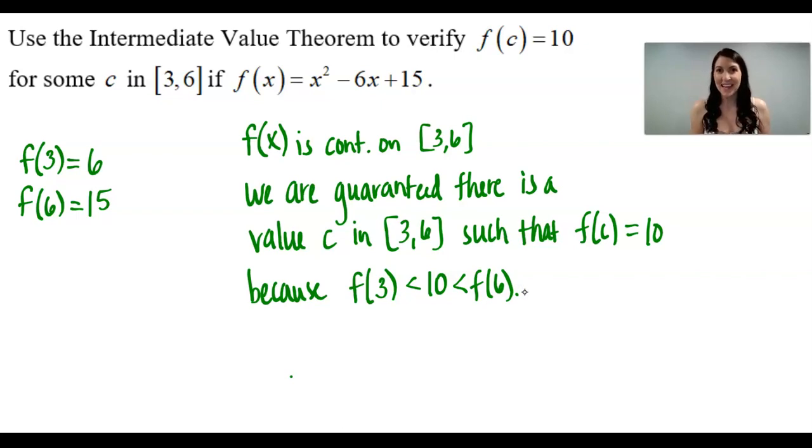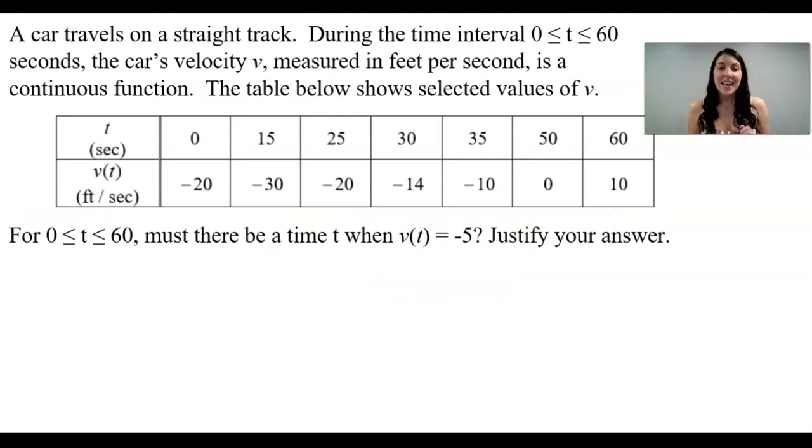Let's look at one more typical example we would see in calculus using the intermediate value theorem, and this one uses a table. So it says a car travels on a straight track. During the time interval from 0 to 60, notice a closed interval, in 0 to 60 seconds, the car's velocity v, measured in feet per second, is a continuous function. That's going to be really important in order to be able to use the intermediate value theorem. The table below shows selected values of v. For t values between 0 and 60, must there be a time t when the velocity is equal to -5?